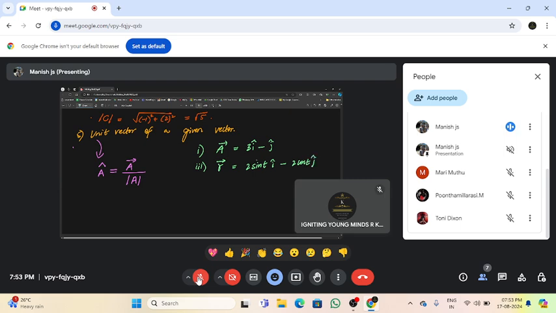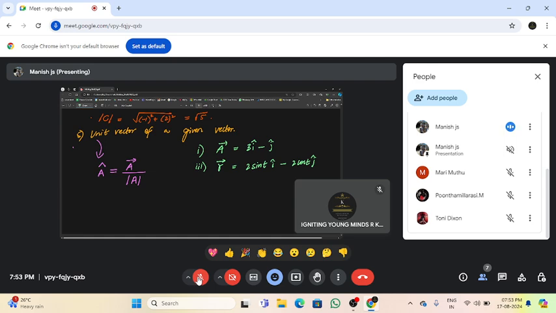So I've given you two vectors, children. The first one is a general vector representation. The second one is a trigonometric representation. There are a variety of questions that can come, which is why I'm addressing different types of functions. For the first one, vector A, what is the value of A? Write it out and tell me the unit vector of A for the first part.